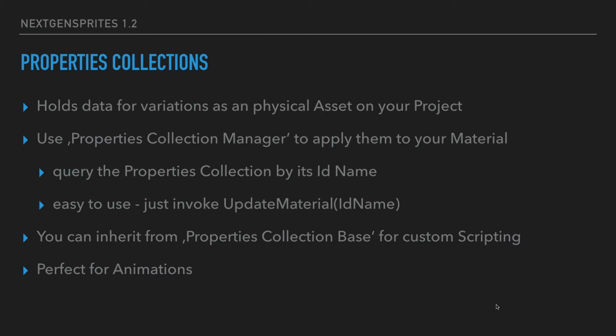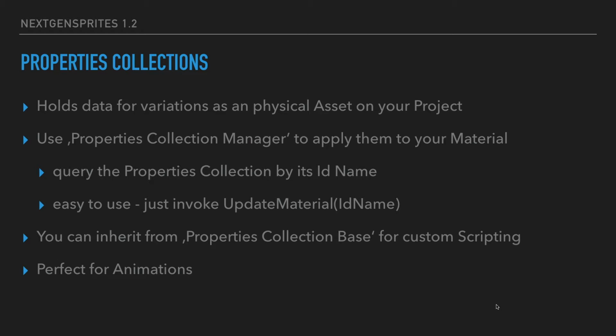All right, now the last step, and very interesting: properties collection. So what are they? They hold data for variations as a physical asset in your project, so variations of settings on your material. And you can use the properties collection manager to apply these variations to your material. Each property collection has its own name, and you can query these collections by name together with the collection manager. And they're also very easy to use.